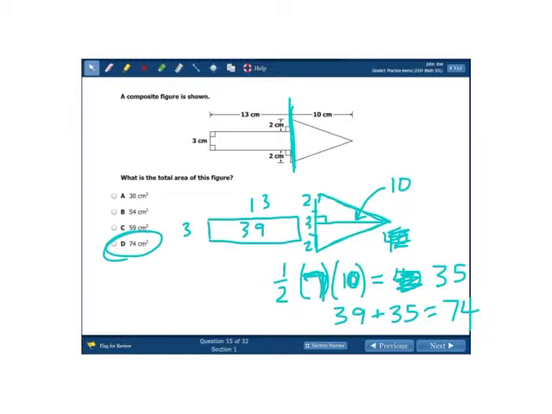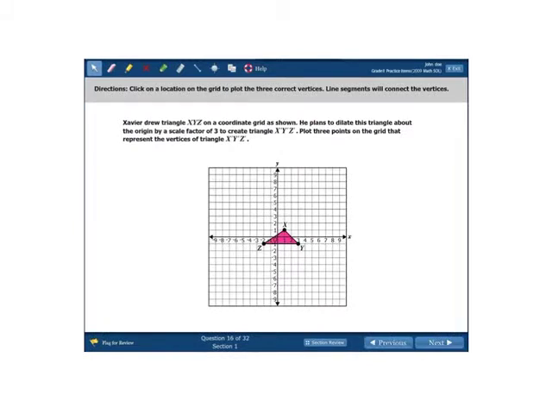Let's do another one. Xavier drew a triangle, XYZ, on a coordinate grid as shown here. He plans to dilate this triangle about the origin by a scale factor of 3 to create triangle X prime, Y prime, Z prime. Plot 3 points on the grid that represent the vertices of triangle X prime, Y prime, Z prime.